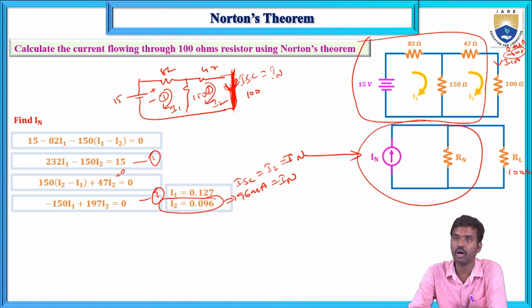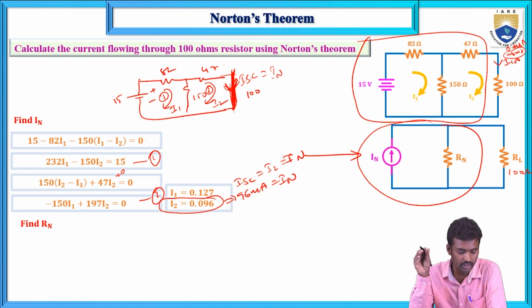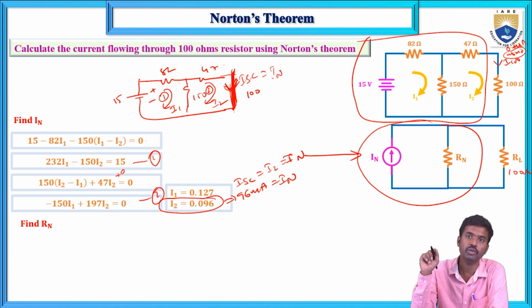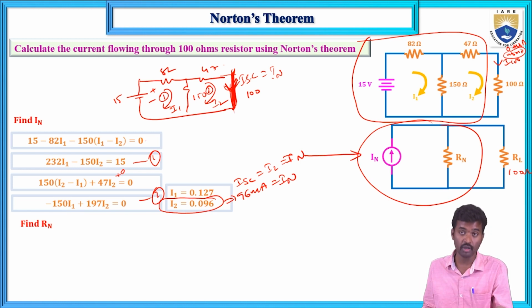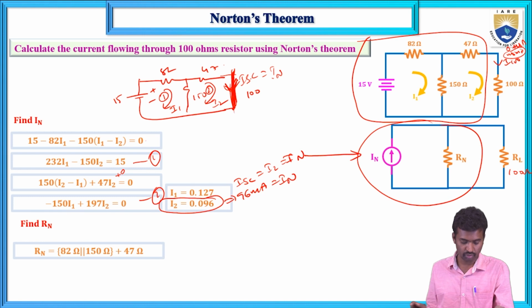Now calculation of RN. How will you calculate RN? Same thing. What are the steps? Remove the load resistance from the given circuit, short the voltage source and open the current source, and calculate the R equivalent between the open circuit terminals. That R equivalent is known as the Thevenin's or Norton's resistance, same as we discussed for the Thevenin's resistance. So here RTH and RN both are the same, that is R equivalent. Now first, same thing: remove the load resistance from the given circuit.